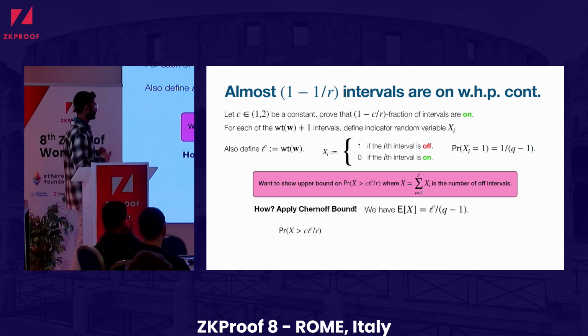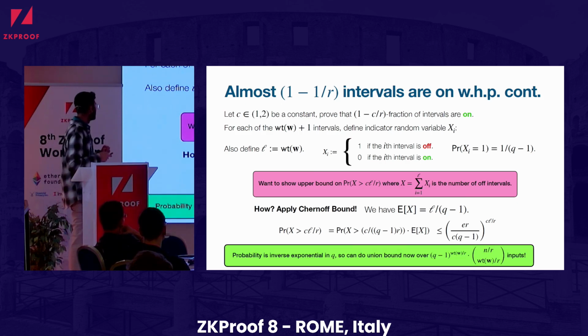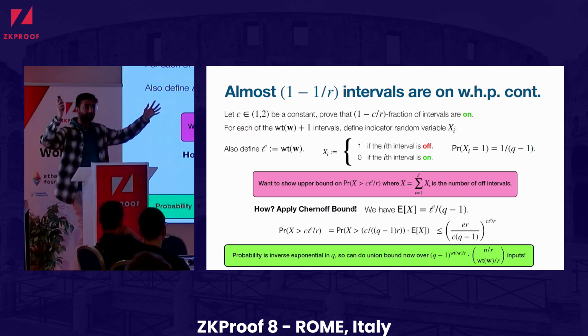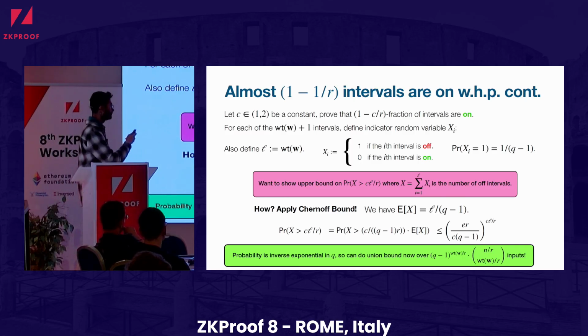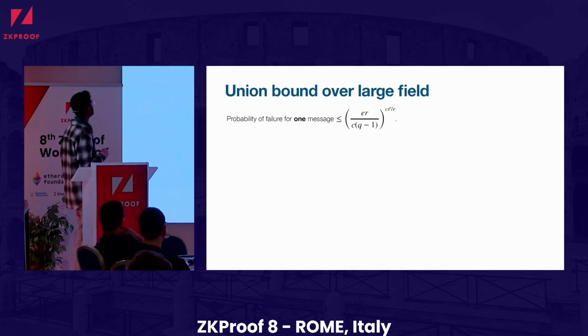And if you just go through the steps, you can see that you will be able to get this expression, which, very importantly, is inverse exponential in Q. And because it is inverse exponential in Q, we can actually now do a union bound over all the many inputs that we described earlier. So we no longer have that problem that we have these exponentially many inputs and can't union bound over them. But now we do have this extremely inverse exponential probability of failure. Therefore, we are able to union bound over them.